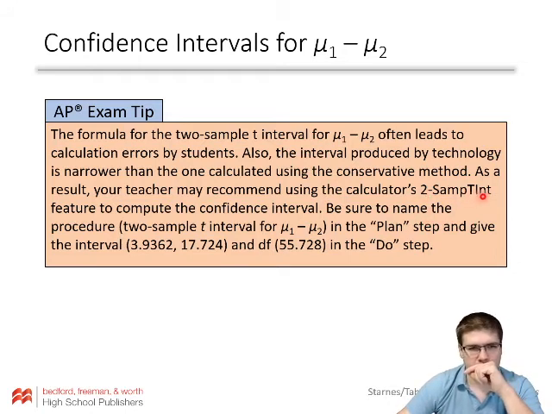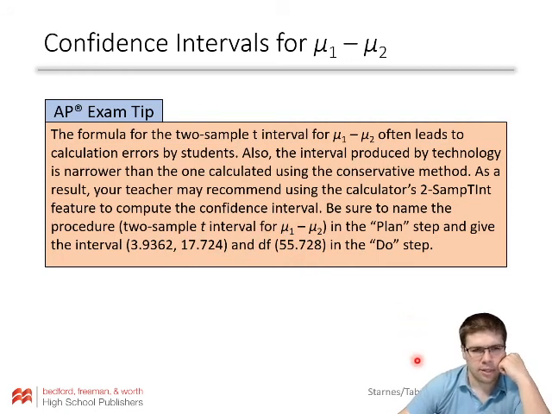Our calculator says two-sample t int. Make sure you don't write that, write out two-sample t interval, and then even maybe for means or a difference of means, mu1 minus mu2. And then make sure you record the interval and the degrees of freedom in that case.